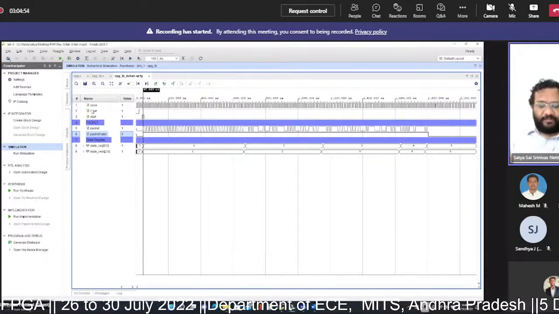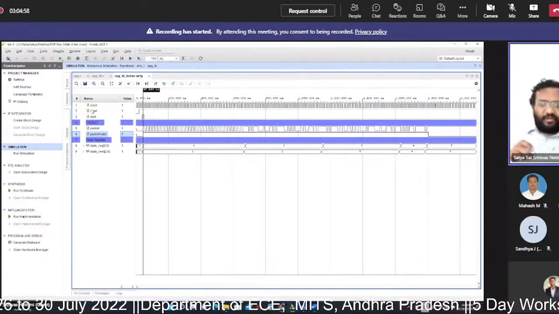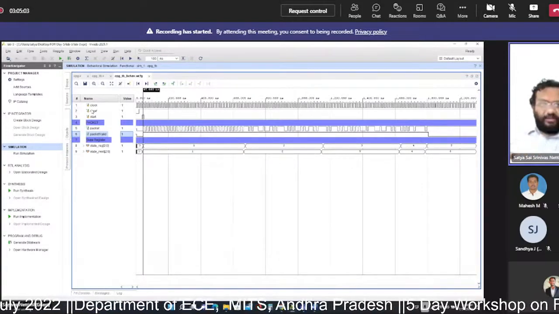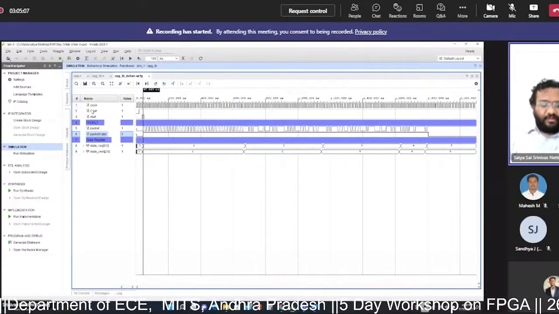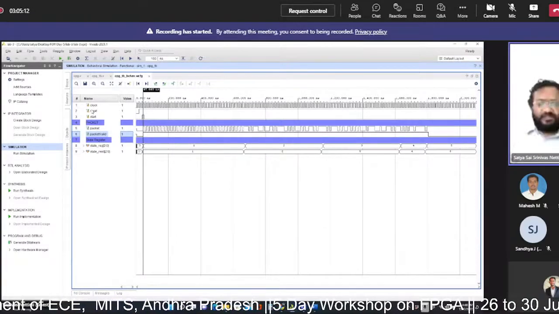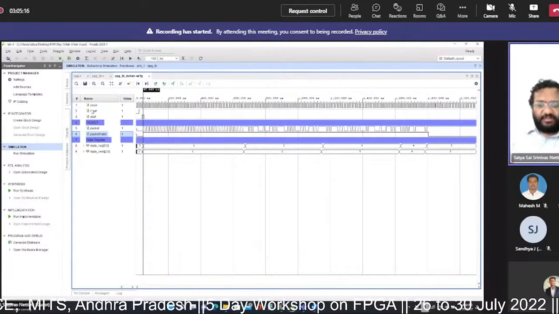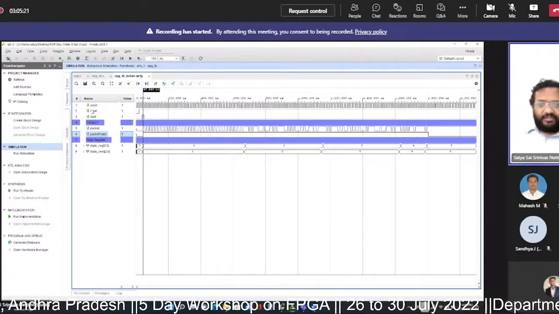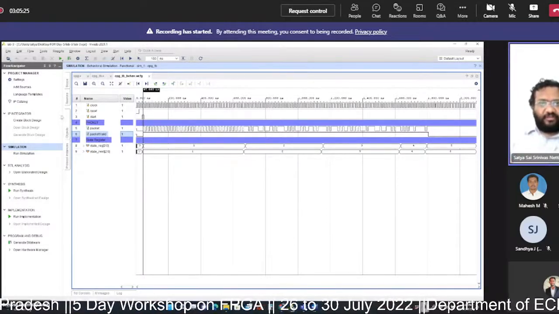Due to time limitation, I couldn't show you the generation of data and FCS and appending it into the Ethernet packet. However, if you give me some time, I will do some recording at my end and share it with Mahesh sir so that he will share it with you people. So with this, I conclude my presentation today.